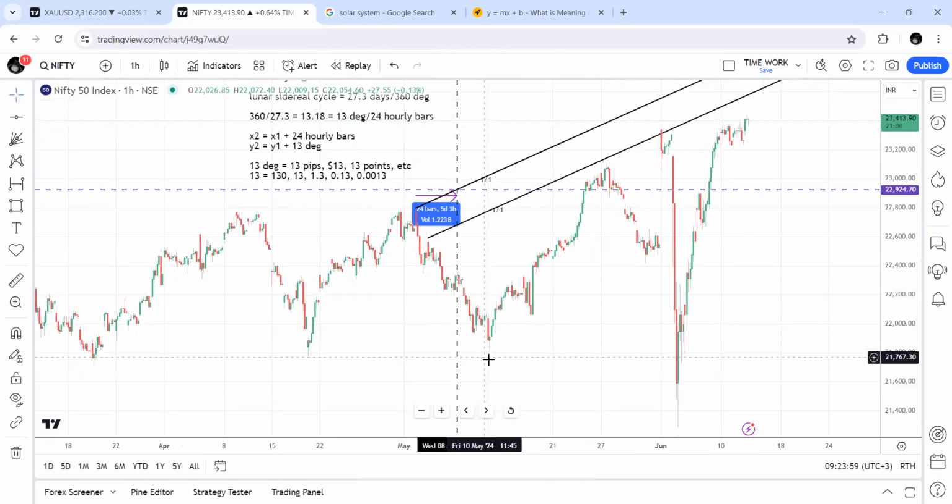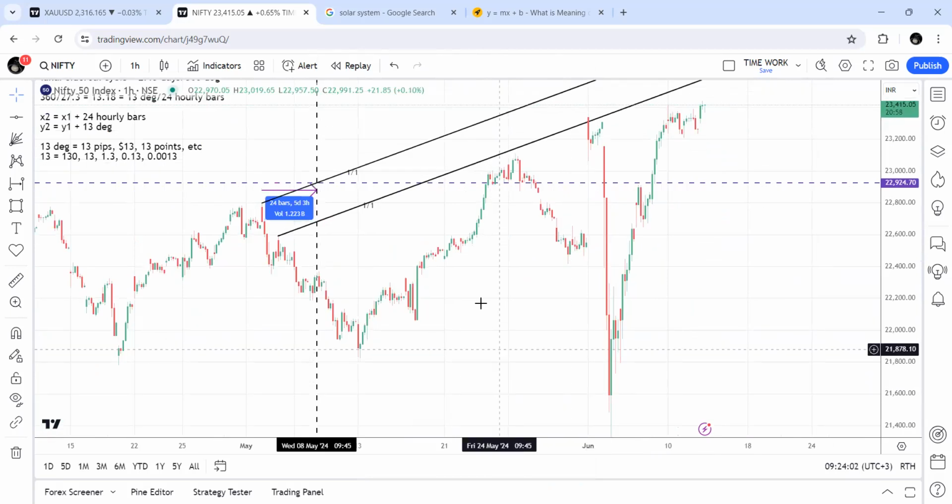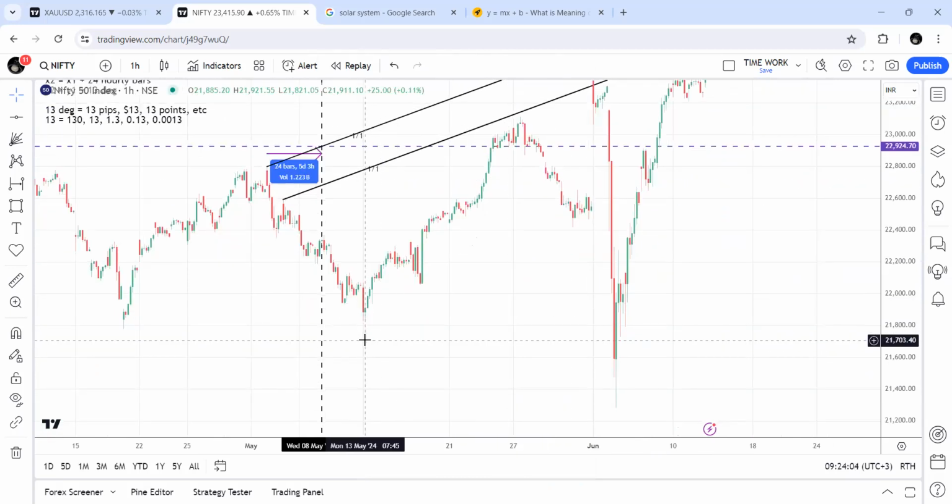Let's draw for the low now. So let's take this price, 21821.05, and we'll subtract now 130. We get 21,691.05.